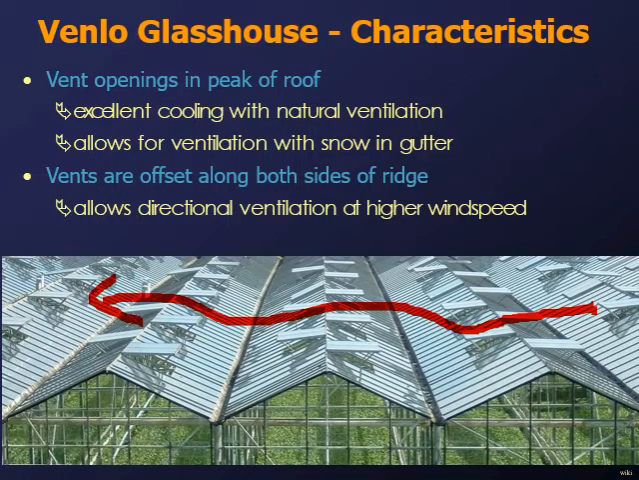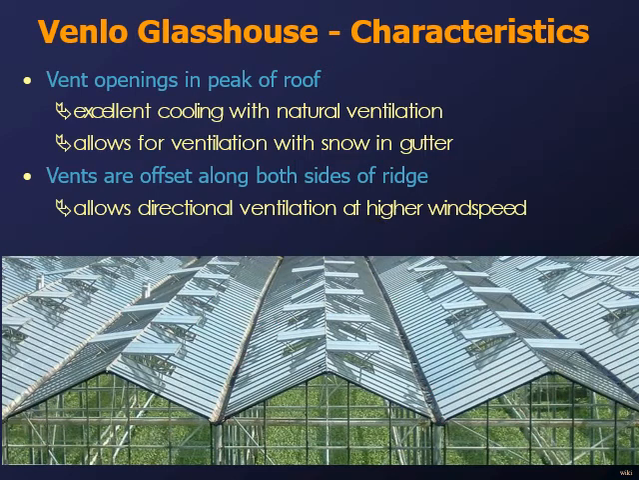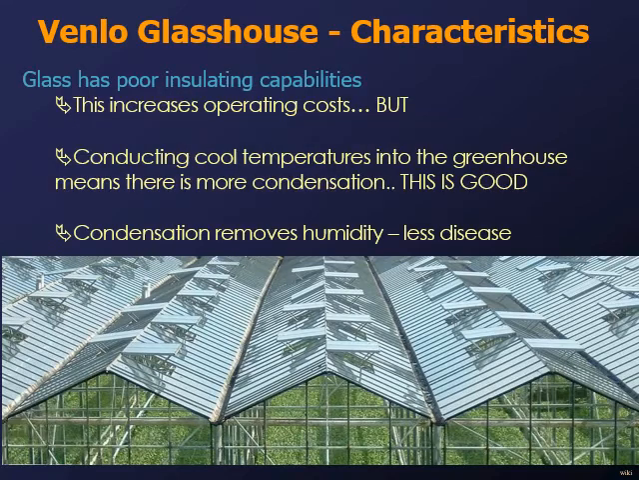But if you have high peaks like this, or giant peaks, the wind has to go over and around, and it creates actually a lift, and the glass sheets will fly off because of negative pressures. So Venlos are excellent greenhouses that are wind resistant, easy to vent. They also are made of glass, and glass has interesting properties, right?